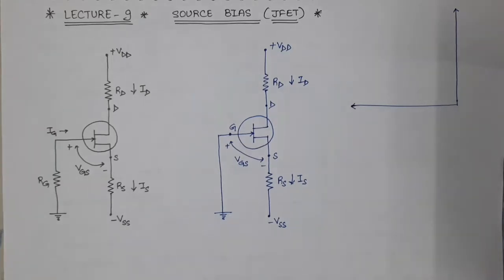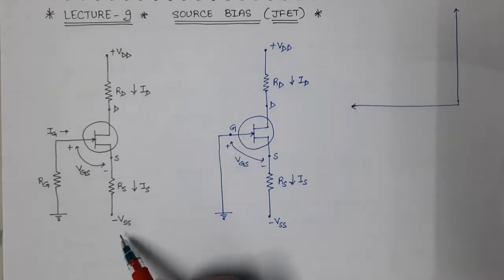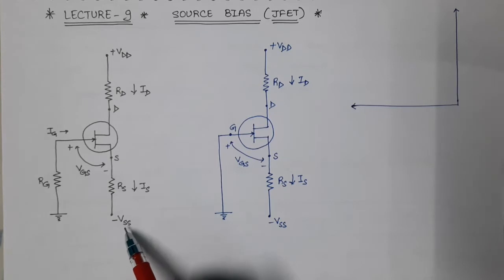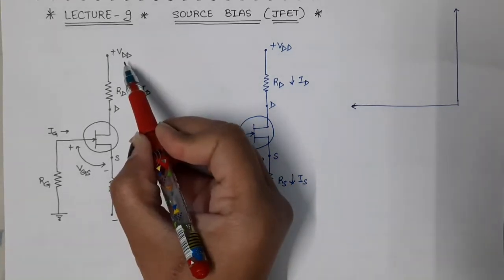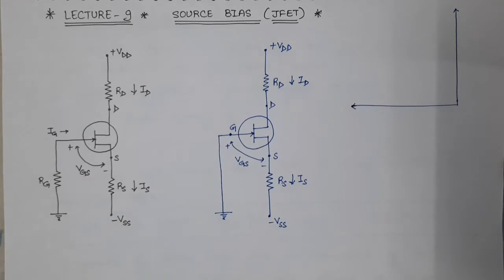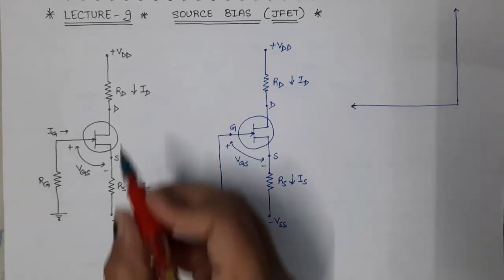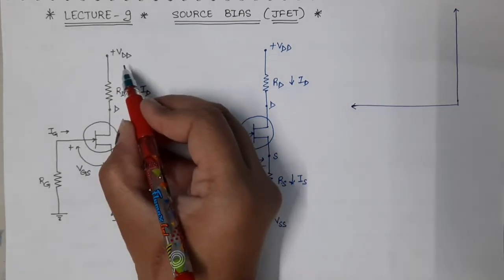Good morning students. In this lecture 9 of electronics, we will discuss our last method of biasing of JFET, which is the source bias. So here you can see that we have applied biasing voltage at source along with the biasing voltage at drain. So here we have two biasing voltages, two power supplies, one at source and another one at the drain terminal.